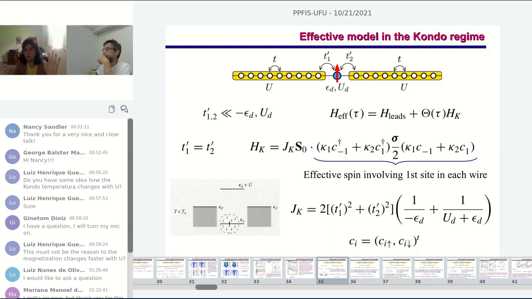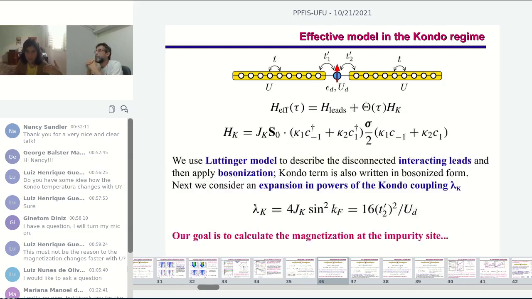So we want to be close to single occupants, so we took this limit over here, and in this case, the hybridization term between the impurity and the wires can be described by a Kondo-like term. One spin comes from the impurity, and the other spin comes from an effective spin involving just the first sites in each wire, right? So we have now an effective Hamiltonian that we can treat analytically.